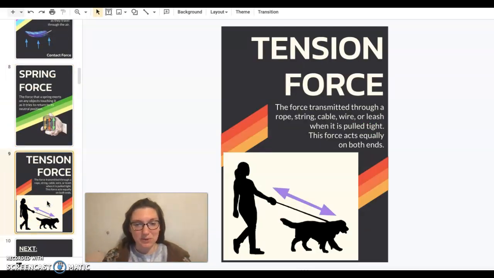So for example, if you are walking your dog, when that leash is tight, then the dog is feeling that tension and you are also feeling that tension. You can think about that like if you're going fishing too, right? When that fish is on the line, the fish is feeling the tension of the fishing line and you're also feeling the tension of the fishing line.